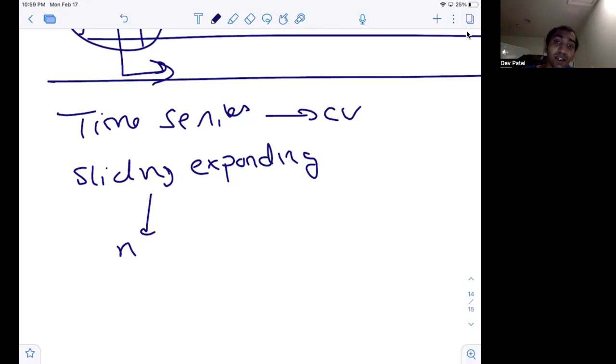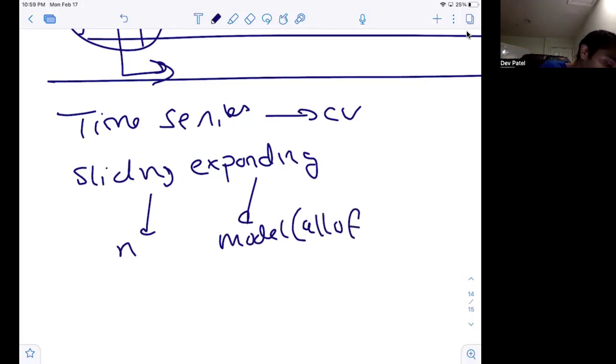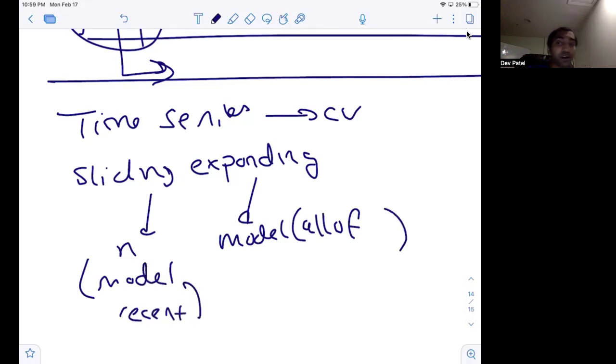On the other hand, we have expanding, where incrementally, upon each iteration, our training data set increases by one or whatever number we want to set it to. And that's what we refer to as an expanding window. Our model is going to be trained on all of the historical data, whereas for a sliding window, our model is going to be trained only on the most recent data. We're able to perform cross-validation on both because we're able to have a different training set for both.